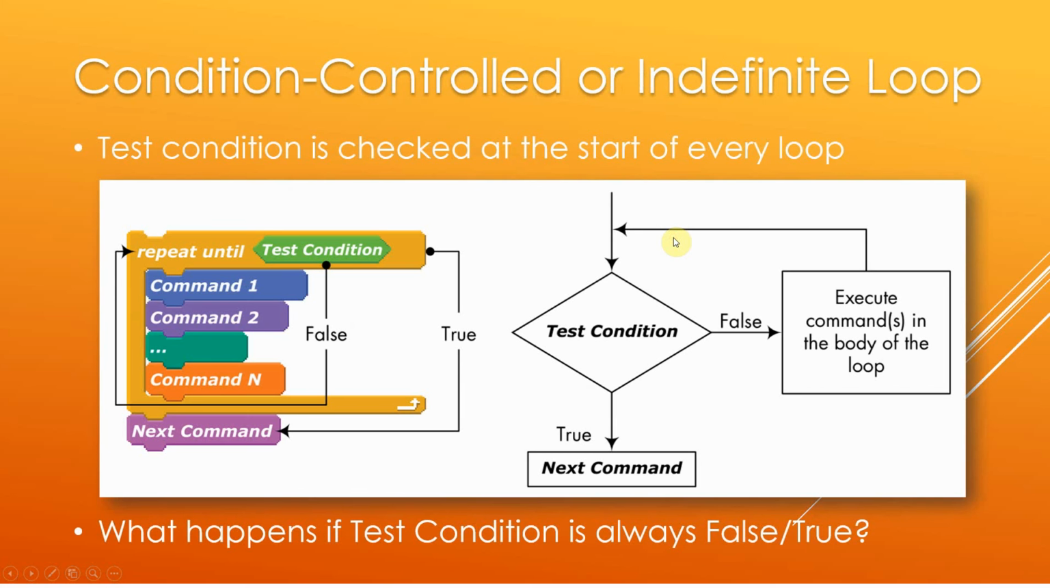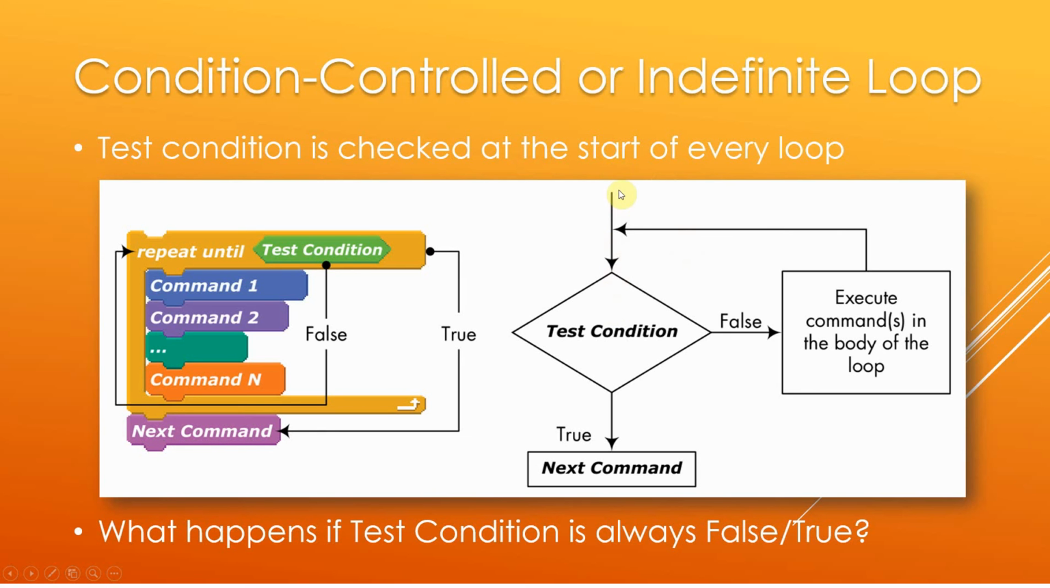Alright, condition controlled or indefinite loops. These are the loops which are new to you today, which have a test condition in them. So it says repeat until test condition equals true. So when we start this repeat until block, the test condition is checked, and every time the loop runs, the test condition is checked. When the test condition is true, then we carry on with the next command underneath here.